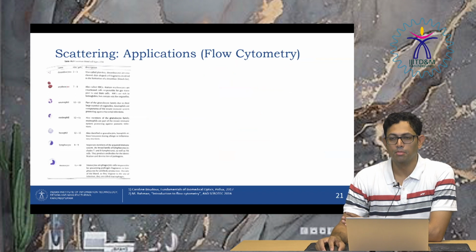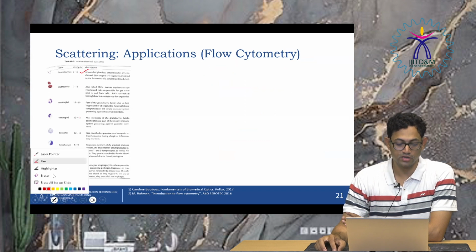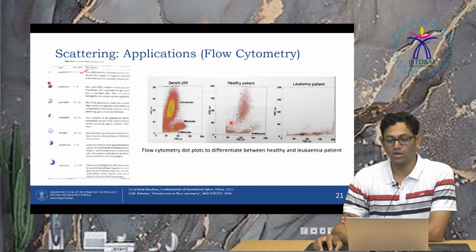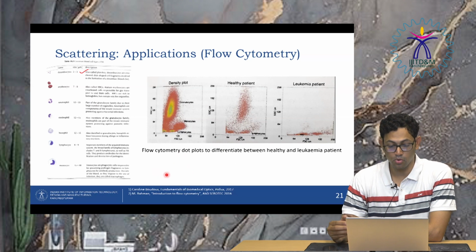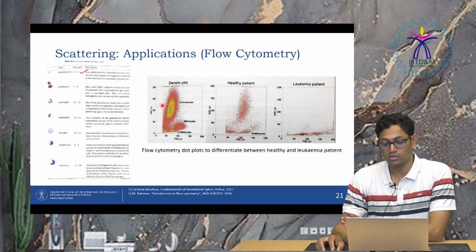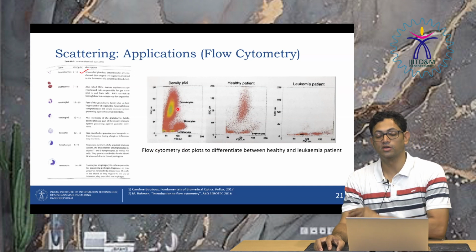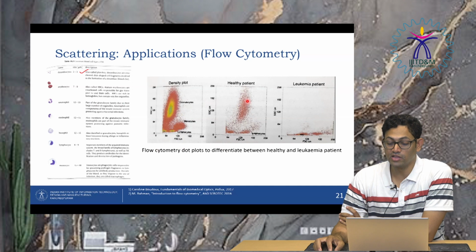Now if you see the blood tissue constituents, you have many constituents like thrombocytes, erythrocytes, neutrophils, eosinophils, and all of them have different size parameters, right? You can use this size parameter and correlate. It's nicely demonstrated in the book by Caroline, which gives an example of a density plot showing the scattering of different tissue constituents, and this is the case of a healthy patient, right?